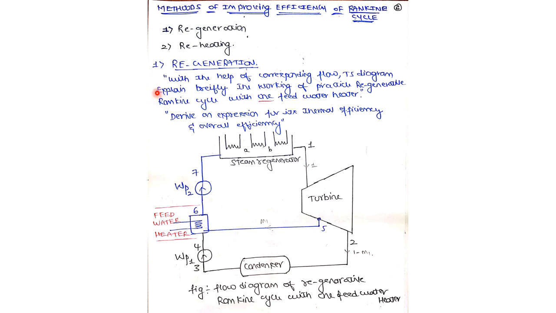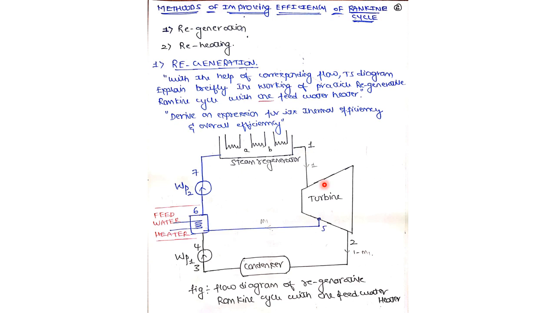With the help of the corresponding flow and TS diagram, explain briefly the working of the practical regenerative Rankine cycle with one feed water heater. They may also ask for an expression for its thermal efficiency and overall efficiency. So this is the flow diagram of a practical regenerative Rankine cycle with one feed water heater.